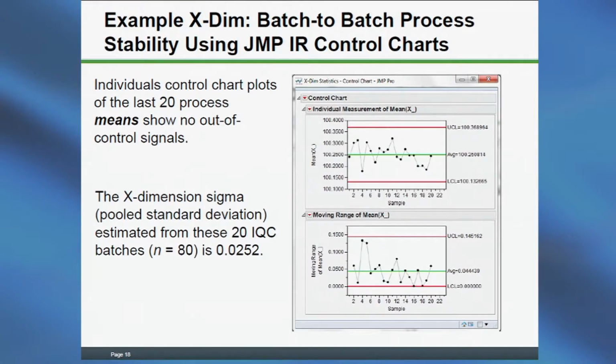So here's the data on the X dimensions, the control chart. This is individuals plotting of the control charts, IR chart. The individual averages are on the top chart, the ranges are on the bottom, and you can see that the process is stable for batch-to-batch type variability. So we felt comfortable using an estimate of the standard deviation from these 20 batches, and then we consider that as a known standard deviation at that point in time.